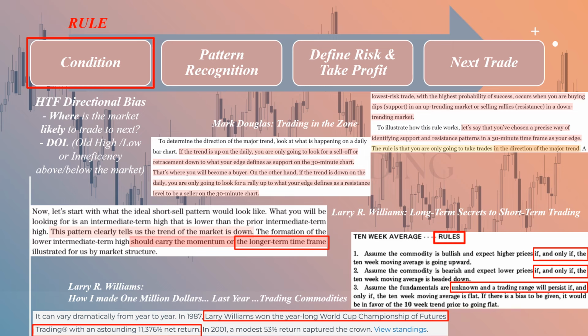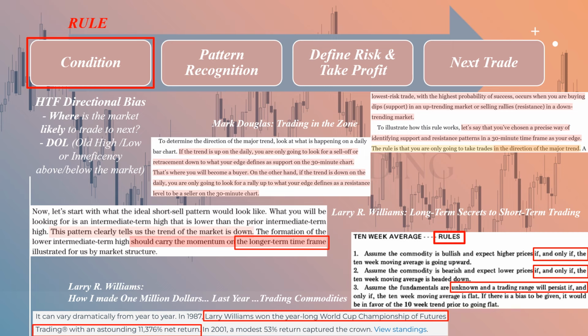In his book, Long-Term Secrets to Short-Term Trading, he states that the ideal sell pattern would be looking for an intermediate-term high that is lower than the prior intermediate-term high. This pattern clearly tells us that the trend of the market is down. Thus, the formation of the lower intermediate-term high should carry the momentum on the longer-term timeframe.